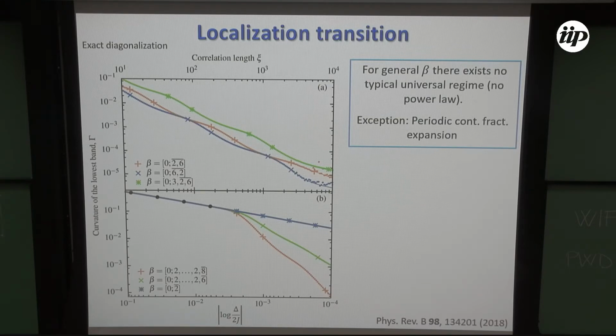And of course, for a generic beta, where these n's do whatever they want to do, there is no power law. And this makes a lot of sense when you think about it physically. If you say I have a system of length 1,000 lattice sites, then of course I will never see the 20th or 30th decimal of beta.